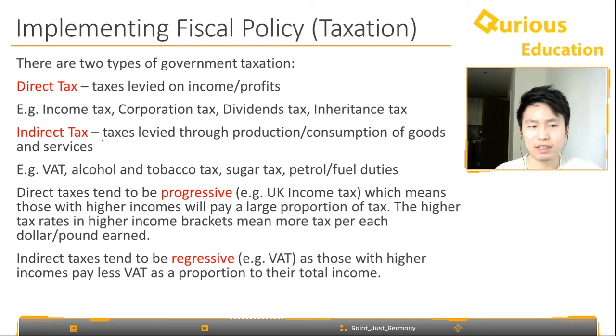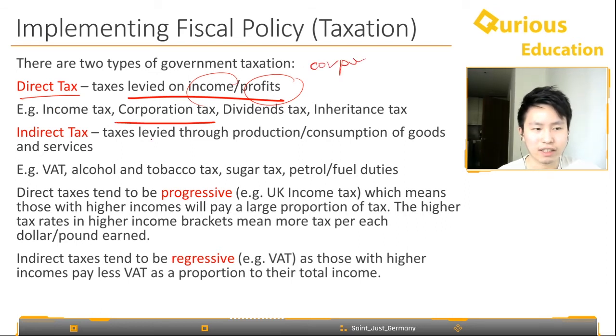Okay, so there are different types of taxes here. So we've got direct tax and indirect tax. A direct tax is taxes that are levied directly on your income or on business profits. So income taxes would be a type of direct tax, or corporation tax. Corporation tax would be a type of direct tax.